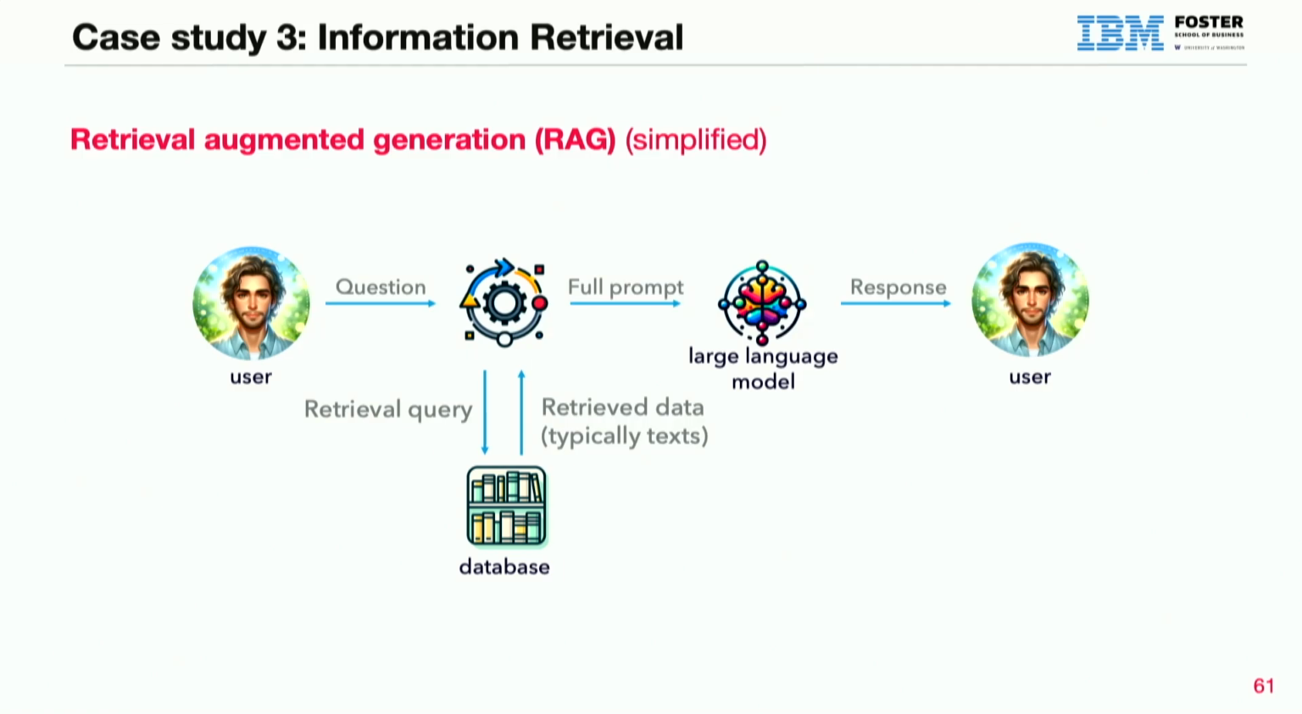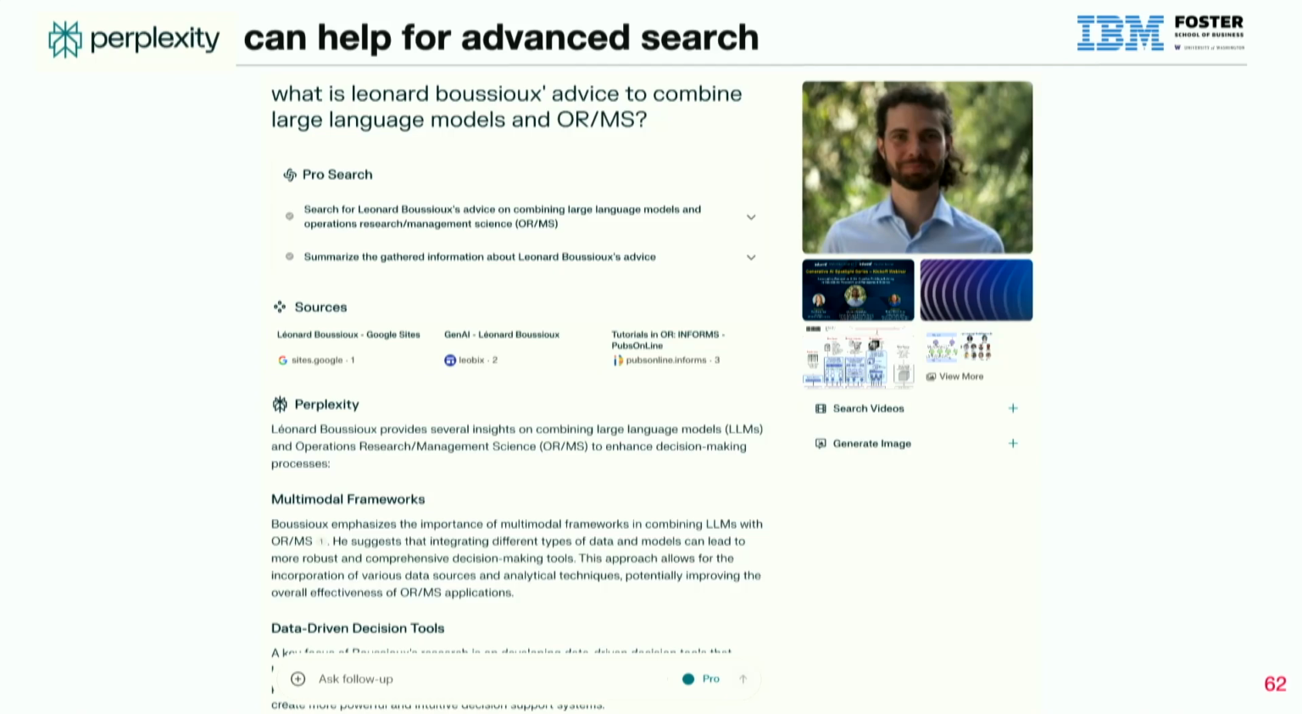How do you do this? When you write a question, it will be transformed into a retrieval query that will go into a database stored in a proper format. Thanks to this, you collect the relevant information to help you answer the query. You feed it back as information to the model, and it will generate a response containing this extra information on the side. There is a tool that's very popular these days. It's called Perplexity. Here I asked, what is Leonard Boussioux's advice to combine large language models and OR MS?